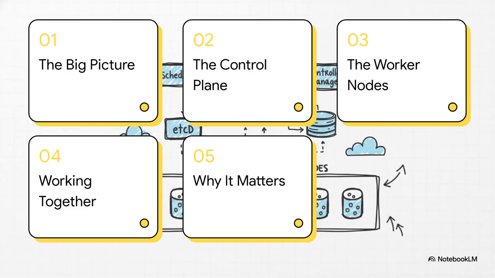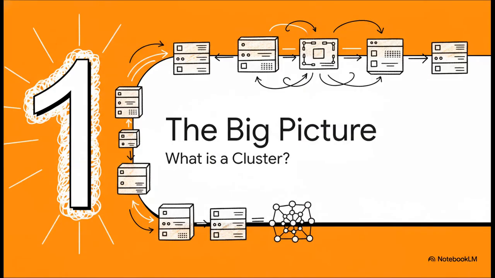All right, so here's our game plan for today. We're going to start with the 30,000-foot view, what a cluster even is. Then we'll dive right into the two key parts of any Kubernetes setup. You've got the control plane, which is basically the brain making all the big decisions, and then you have the worker nodes, which are the muscle doing all the heavy lifting. We'll see how they talk to each other, and really why this whole brain and muscle setup is such a game changer.